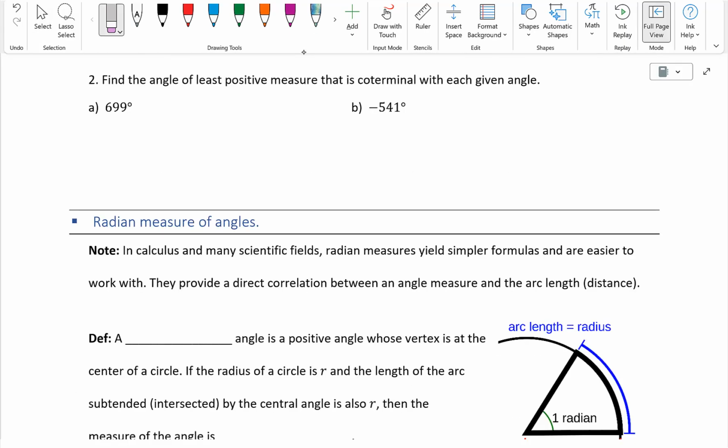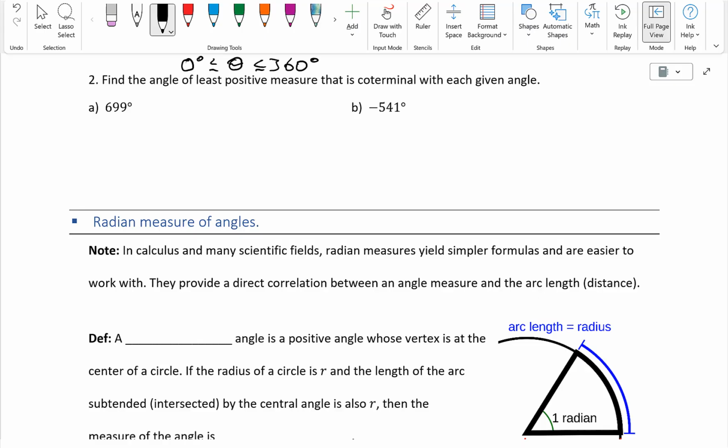For 2, we want to find the angle of least positive measure that is coterminal with each given angle. So least positive measure just means within one time around that circle. So somewhere between 0 degrees for our angle theta and 360 degrees.